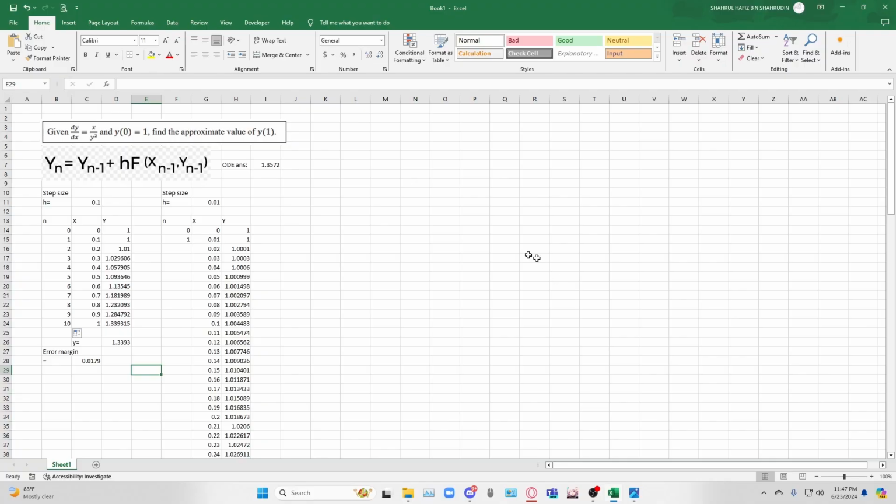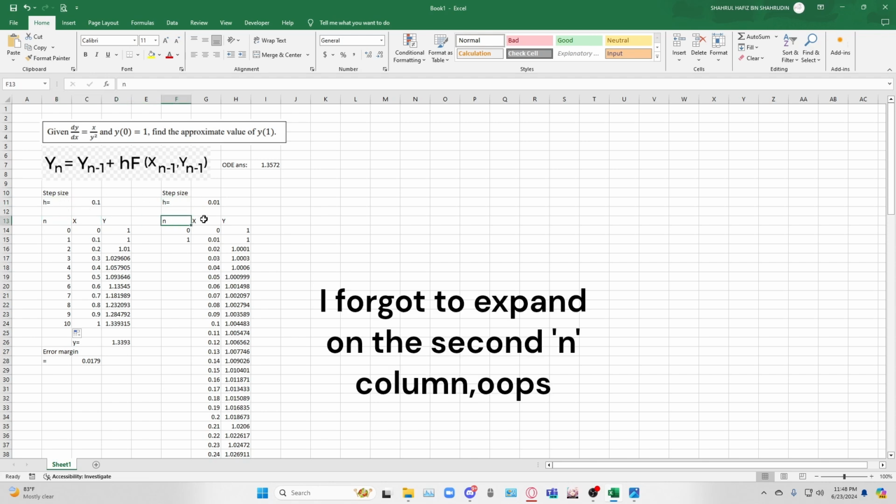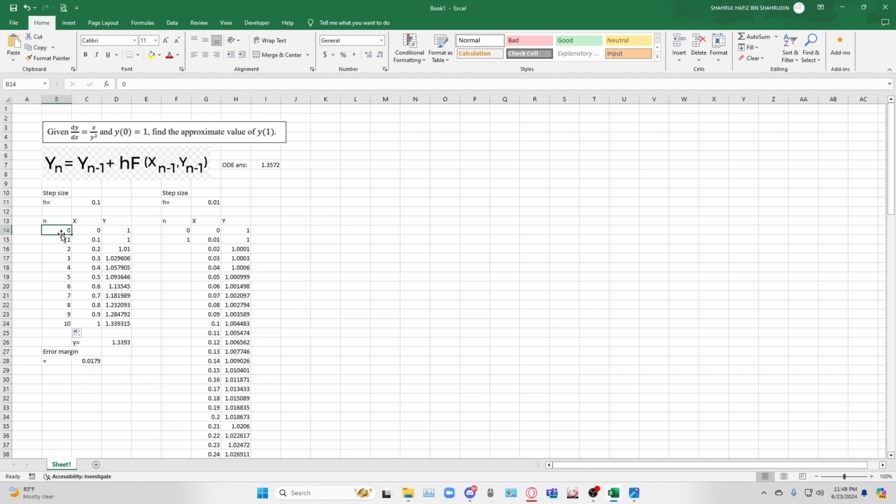So, as an example, I'm going to do this question here, and they're asking for us to find an approximate value of y1. So here we have the Euler method and the step sizes that I'm going to use. My n value will be this, x value, y value, and same for this side, x, y values. For the n values over here, for both columns, I have used a similar formula of just adding 1 to their respective value. And when I drag on, it will show until I get a 10.